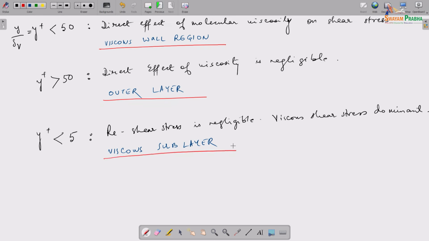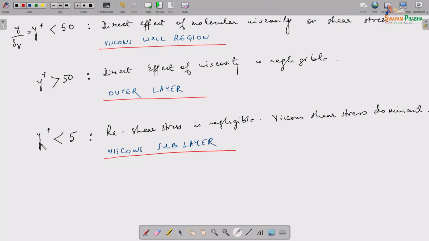Therefore, now that we have defined some length scales for the boundary layer, where the viscosity effects and the Reynolds stress effects are not working together: if the length scale is less than 5 times the viscosity length scale, then the viscous shear stress is dominant and the Reynolds shear stress is negligible. As a result, this is called the viscous sublayer.